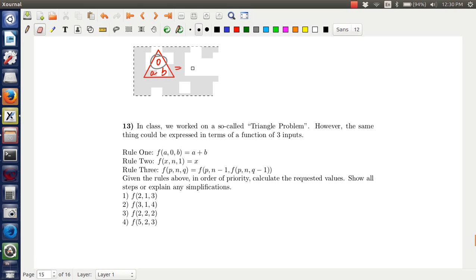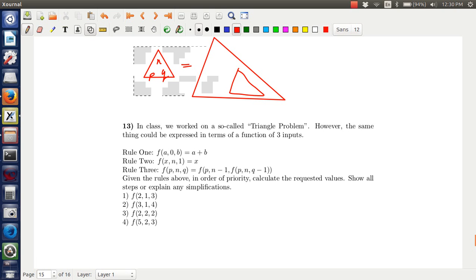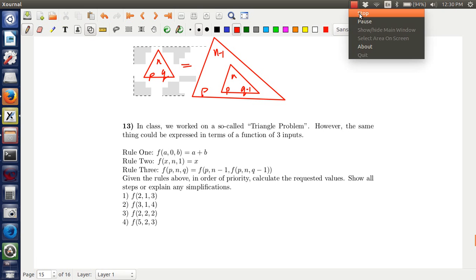And finally we had one more rule that said, if that situation didn't apply, so for example P, N, Q, then we would do the following. We would put a triangle inside a triangle, so we would put P, N minus 1, and then another triangle. But inside the second triangle we'll put P, N, Q minus 1. And that is the rule we use most of the time.